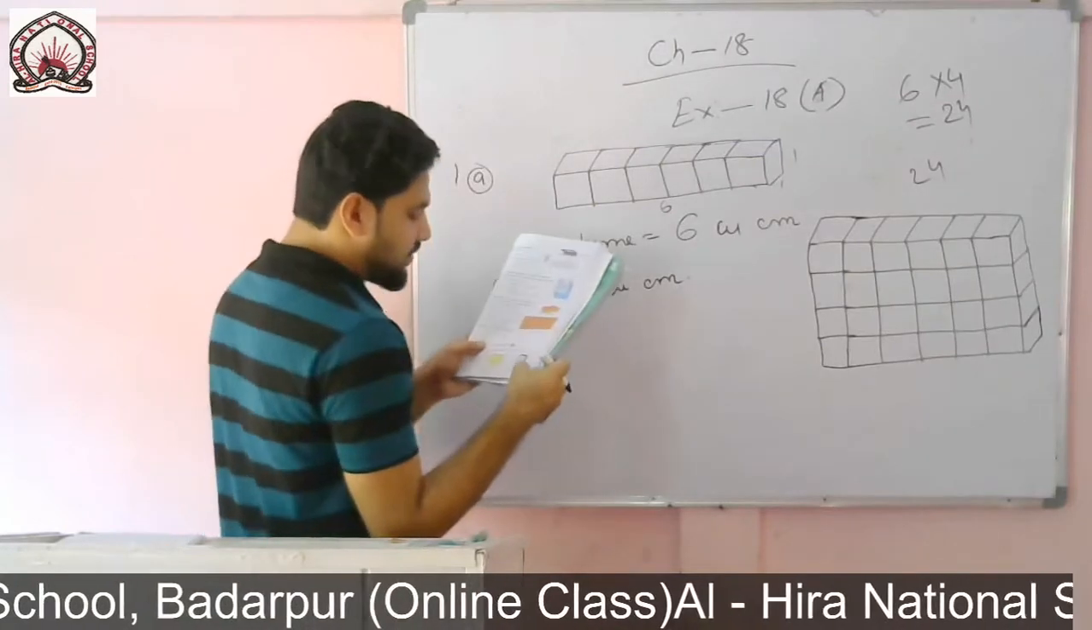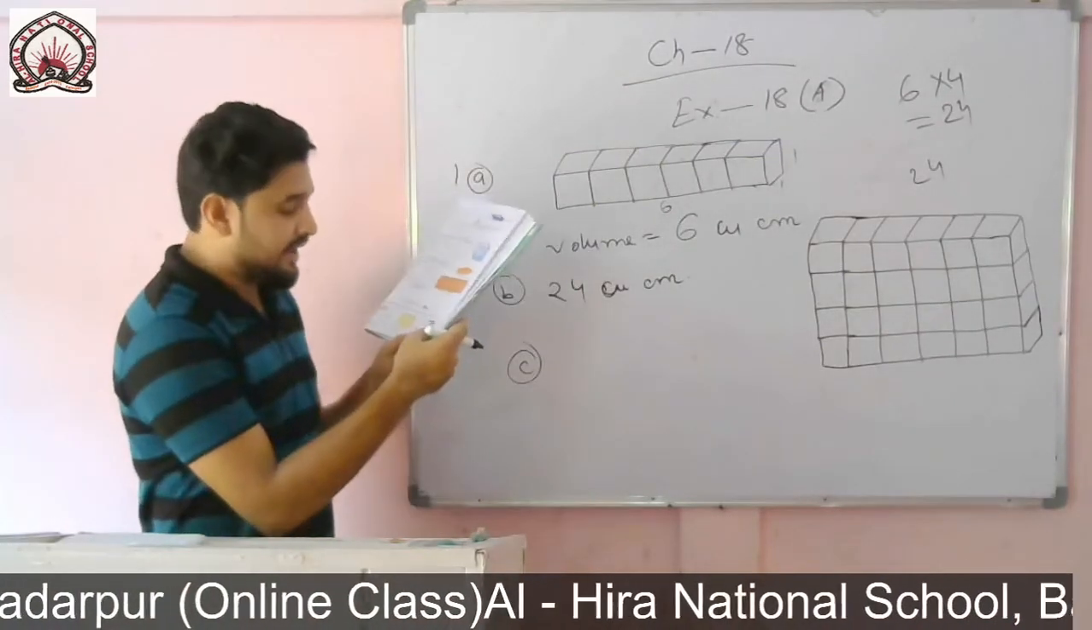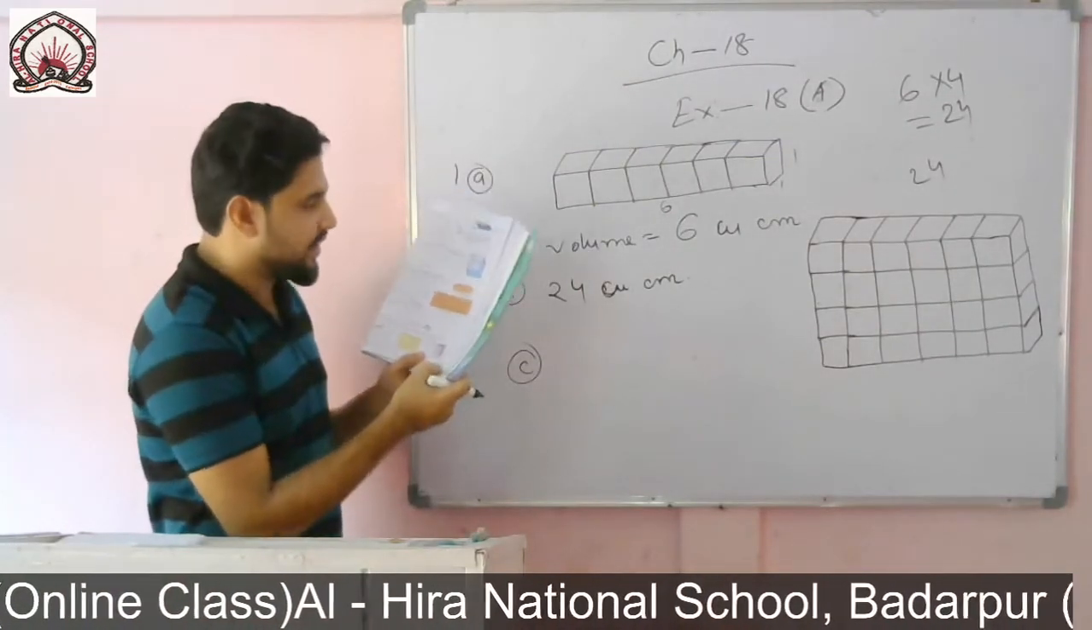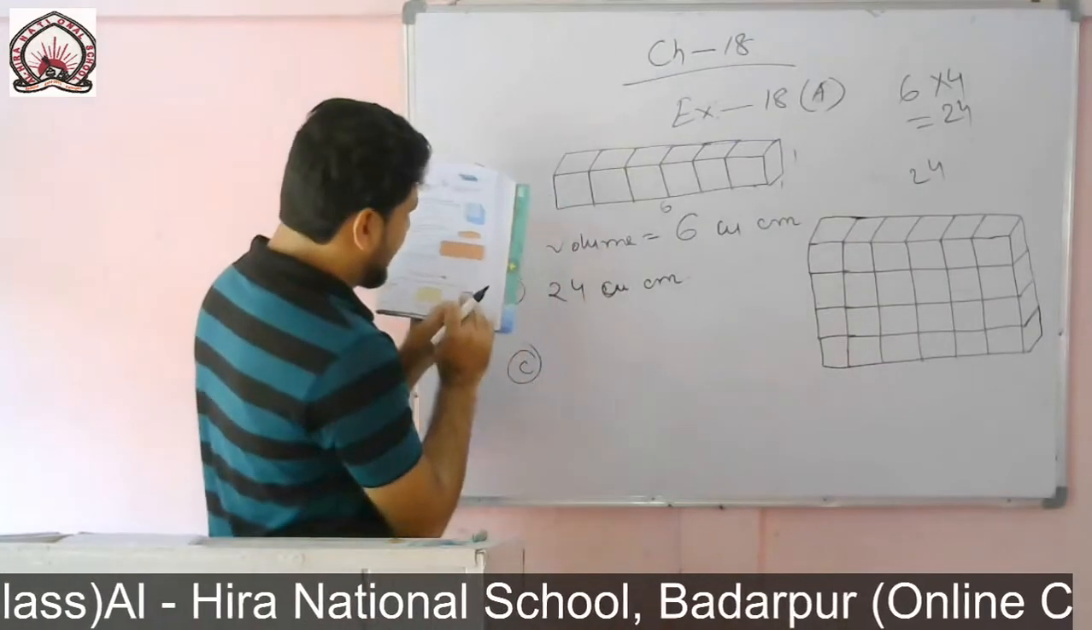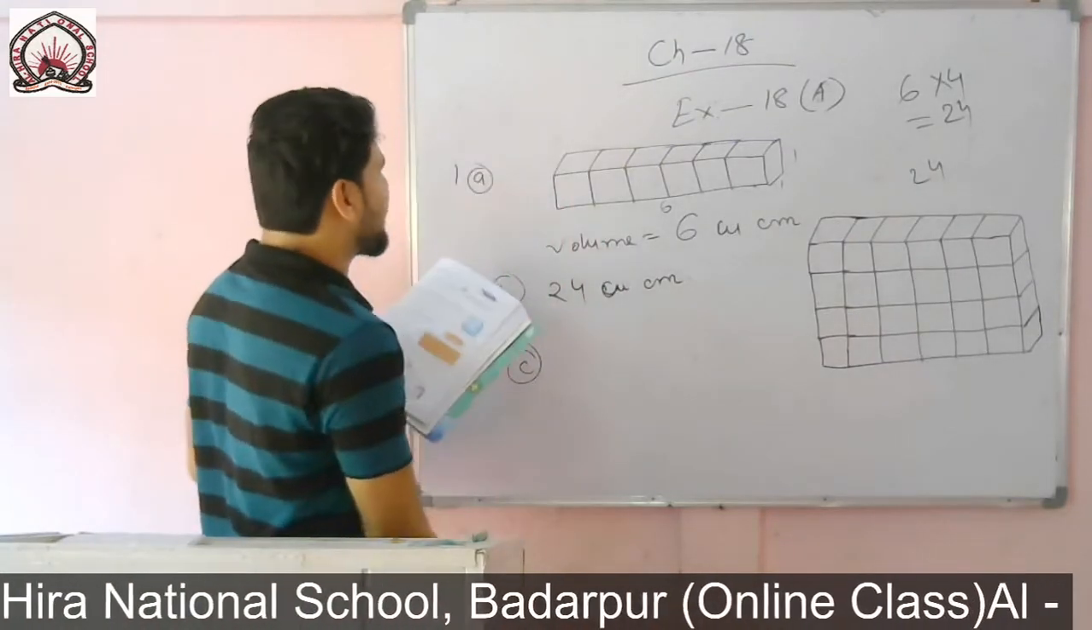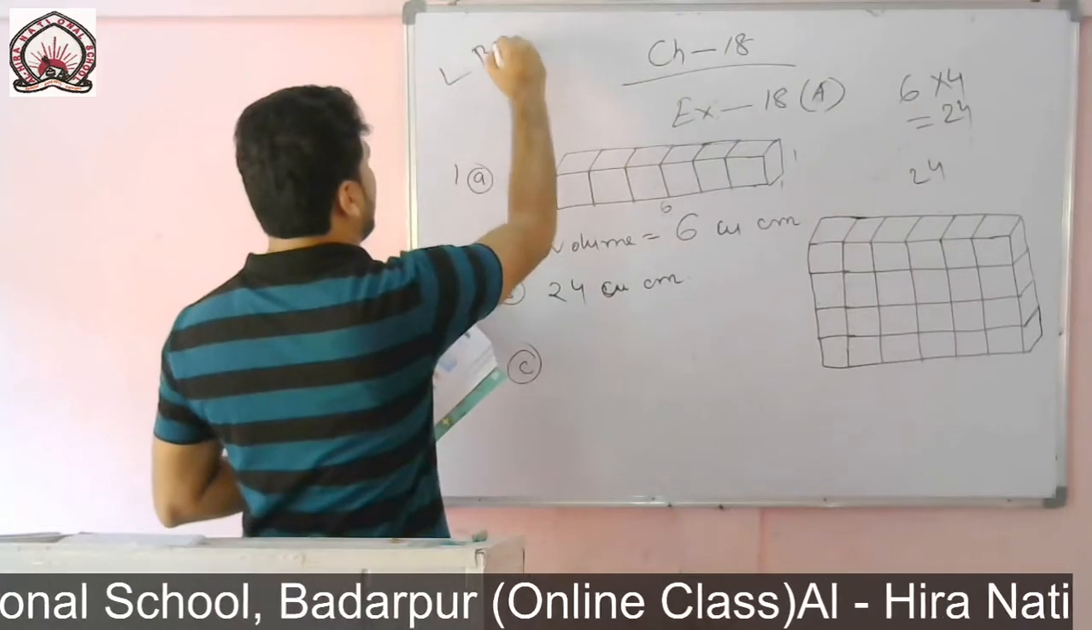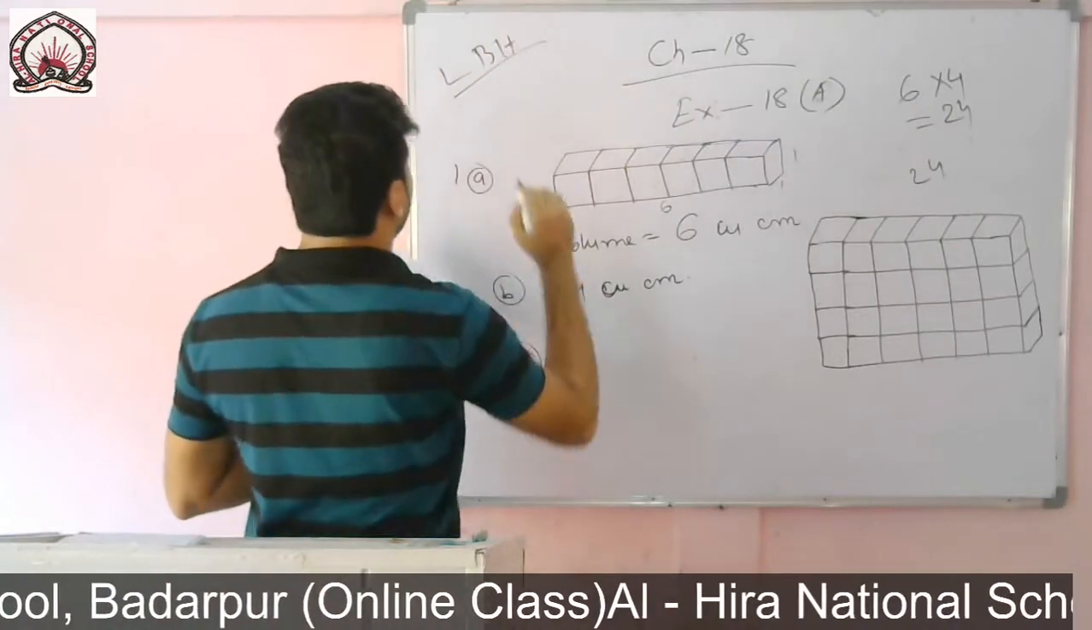Come to C. You see there are so many boxes. If you count, then you will get what? 120. So in this case, you take the help of length, breadth and height. Length, breadth and height. Then it will be easier.